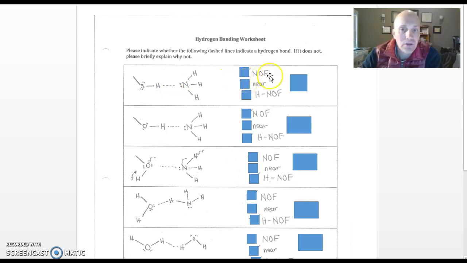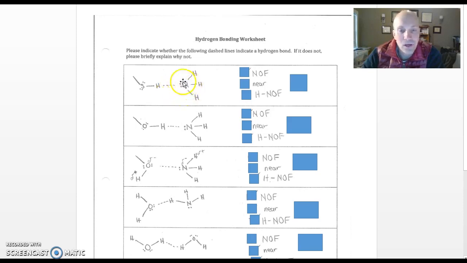Remember that for something to be a hydrogen bond, you have to be able to say yes to three different situations. First of all, is there a lone pair on a nitrogen, oxygen, or fluorine? If there's a nitrogen, oxygen, or fluorine, there should be a lone pair on it. And is that atom near a hydrogen which is covalently bound to a nitrogen, oxygen, or fluorine? So let's take a look at the first example here.